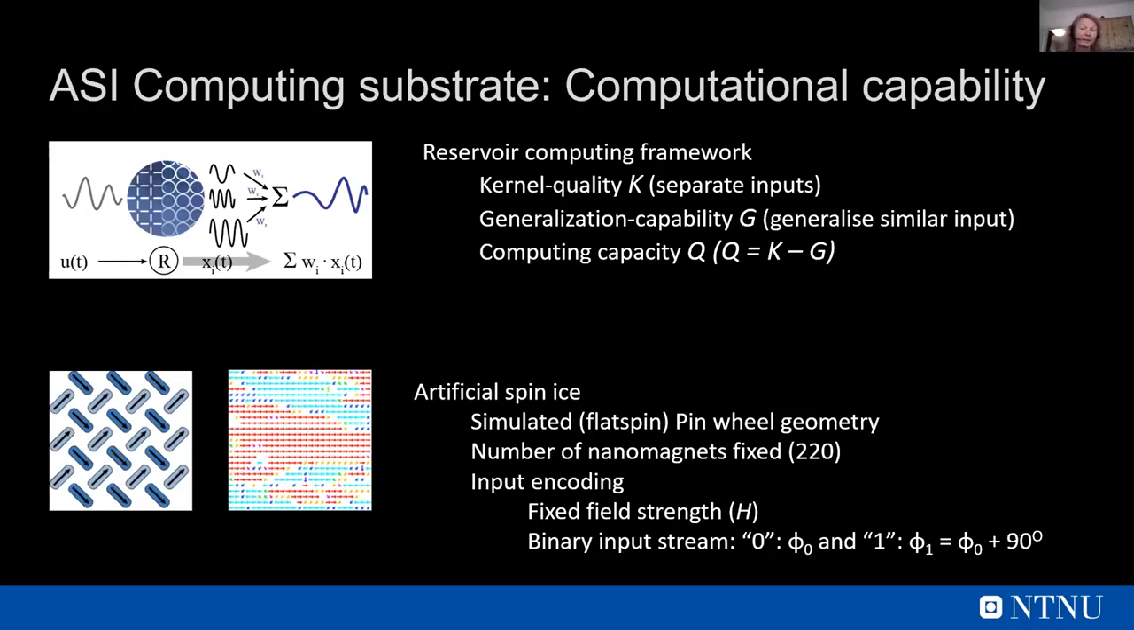The number of magnets in our system and experiments is 220, and that's fixed for all our experiments. We also use a fixed external magnetic field for each experiment, so we don't change it within an experiment. And we use an angle as the coding of zeros and ones for the inputs to the system.